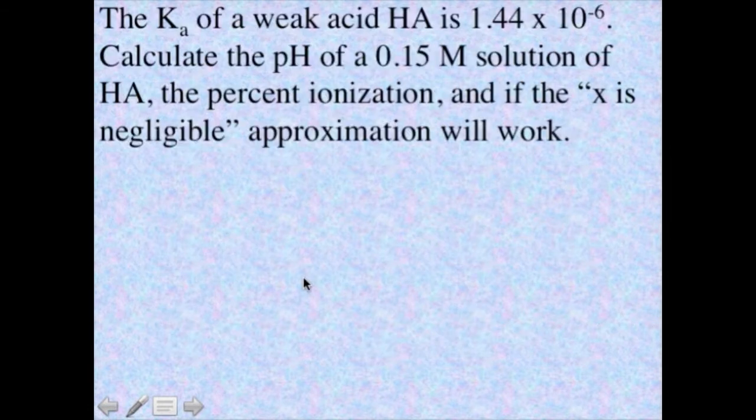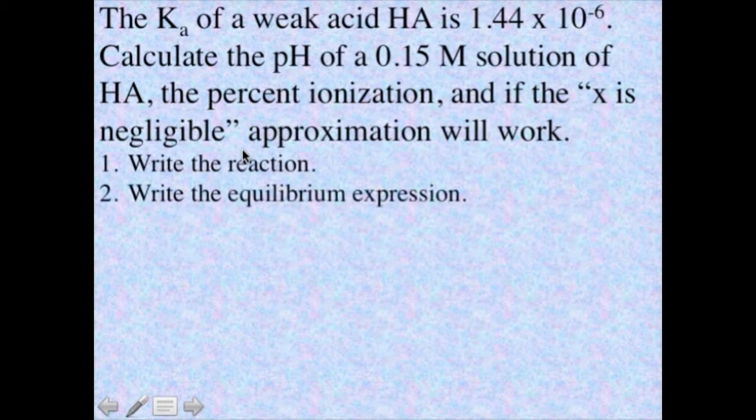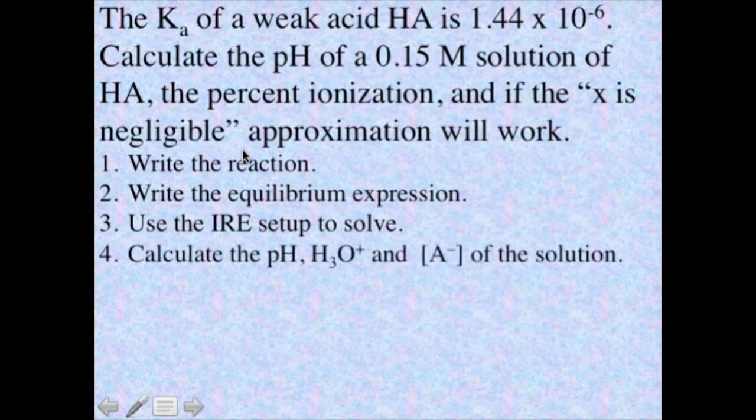Now in this problem, we're given the Ka. In the previous problem, we were calculating the Ka. Here we're given the Ka, and we need to calculate the pH of a 0.15 molar solution of HA. And we have to calculate the percent ionization, and if the X is negligible approximation will work or not. So what you're going to do is write the reaction, then write the equilibrium expression, use the ICE setup to solve it and calculate pH, hydronium ion, and A- of the solution.